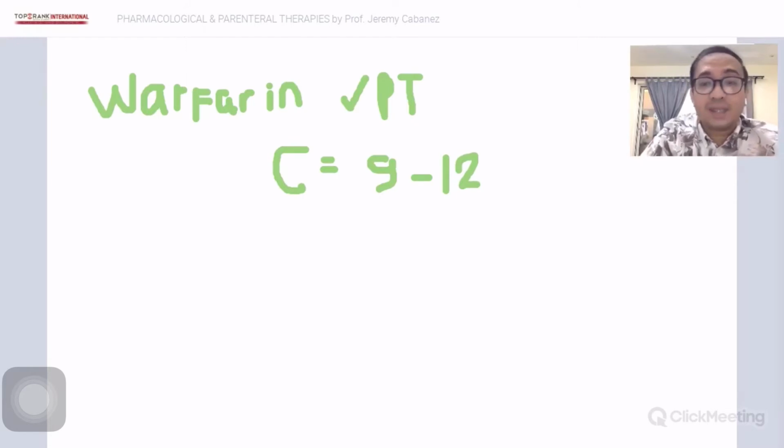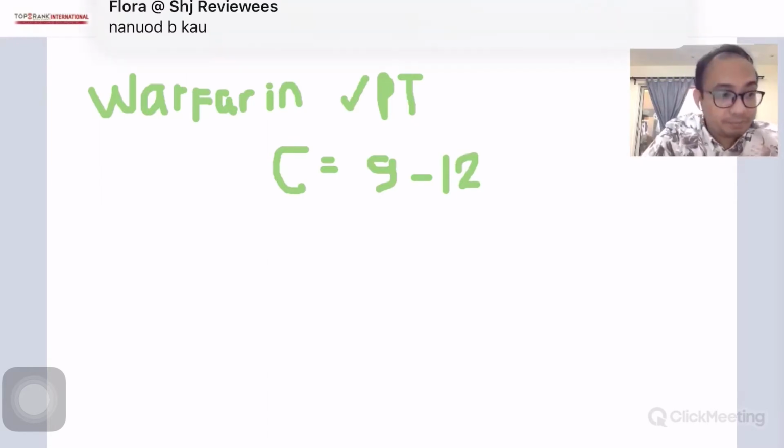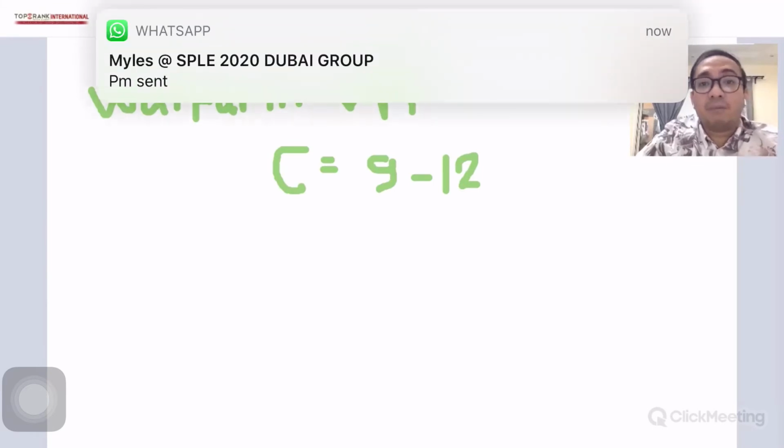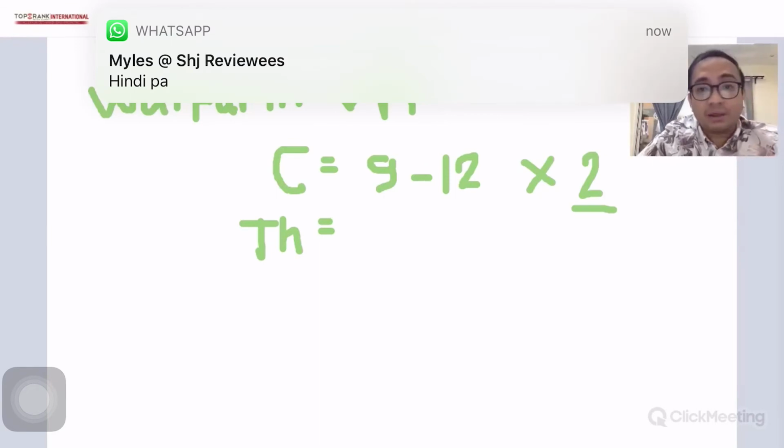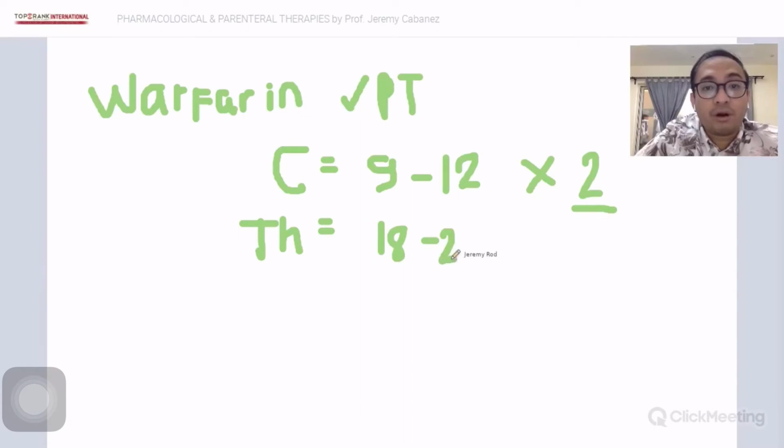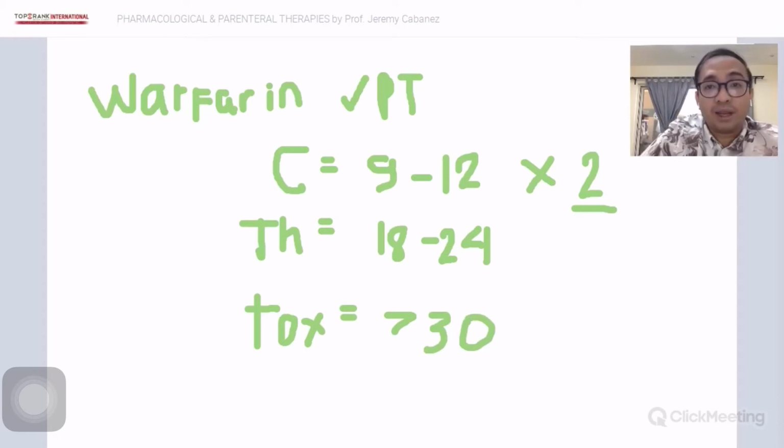Okay, now how do we say that it is therapeutic? Just multiply it by 2. You will get a therapeutic value if it's multiplied by 2. So therefore, what is the therapeutic value? The therapeutic value will become 18 to 24. Okay, now how would you know if it's a toxic value? It is a toxic value if it's more than 30.